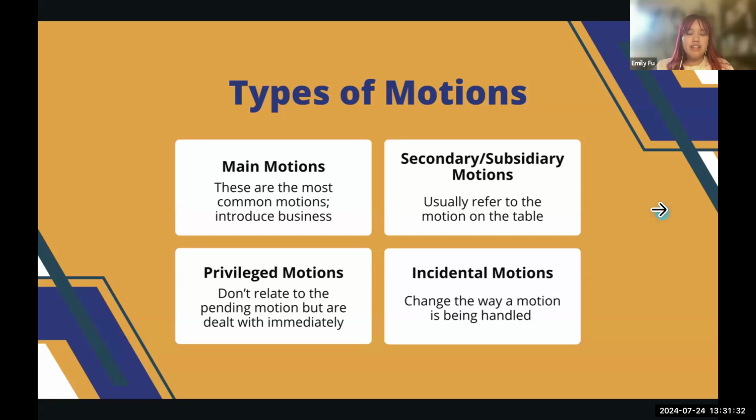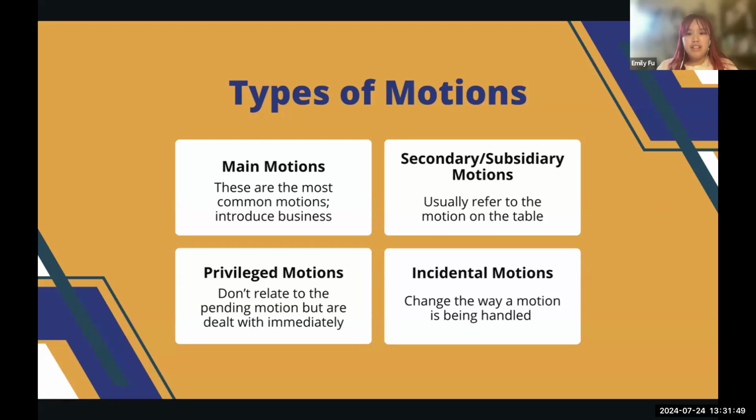And then there's also privilege motions. It doesn't relate to the pending motion, but is dealt with immediately. So for example, if you need to use the restroom, it will be like, chair, point of personal privilege, and that will be a privilege motion. Or point of privilege, I can't really hear the speaker.